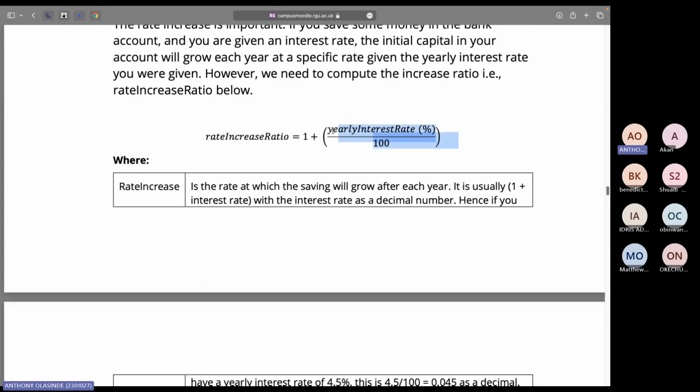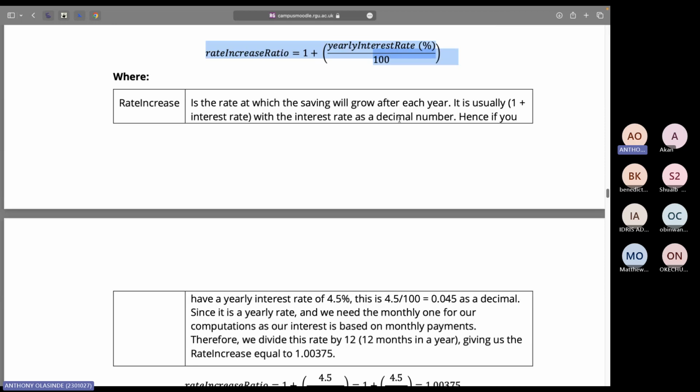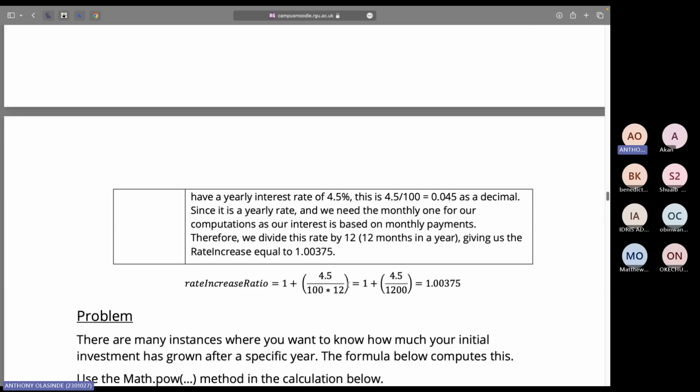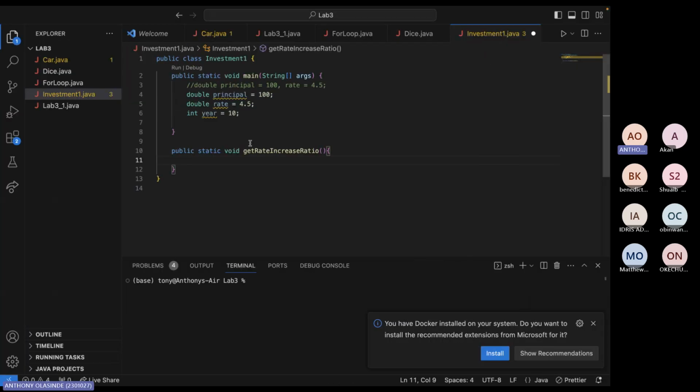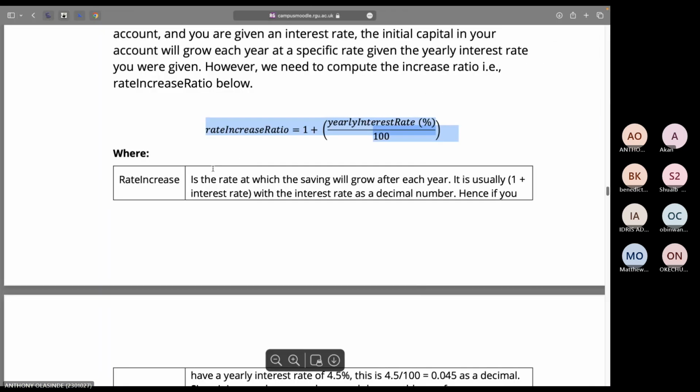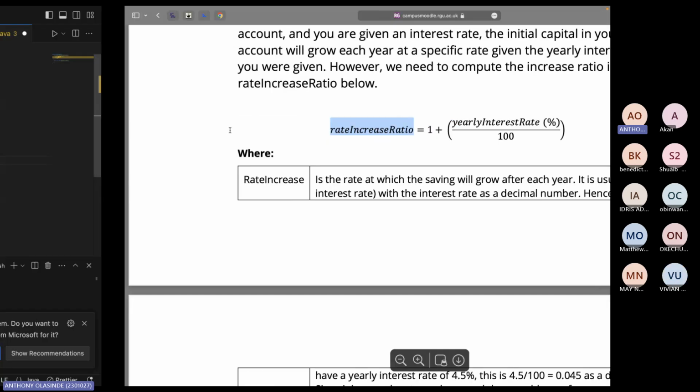So basically this is how to calculate your yearly rate increase ratio, right? But because they want it in months, they also divide it by 12. So out of those 12 months, we know for each month. That's why you also have the times 12 here. It's like you're dividing this whole thing by 12 again, so you get each of the months. So this is the formula we want to use. We can just pick the name.